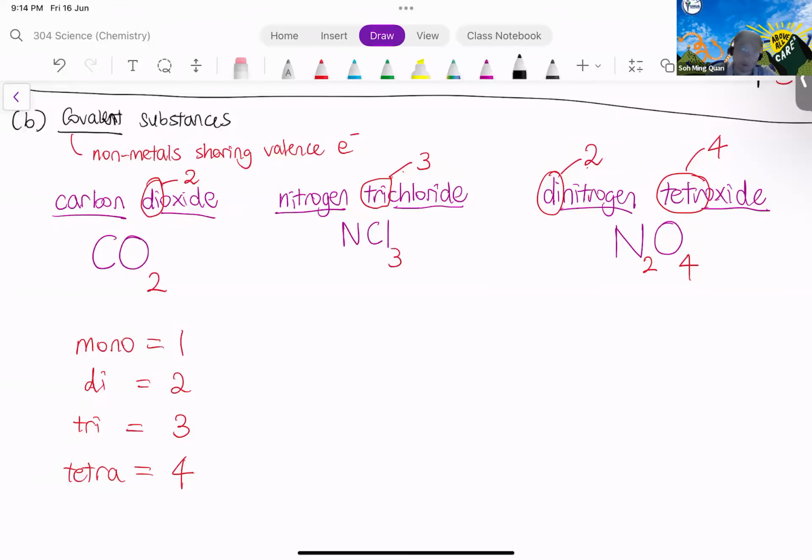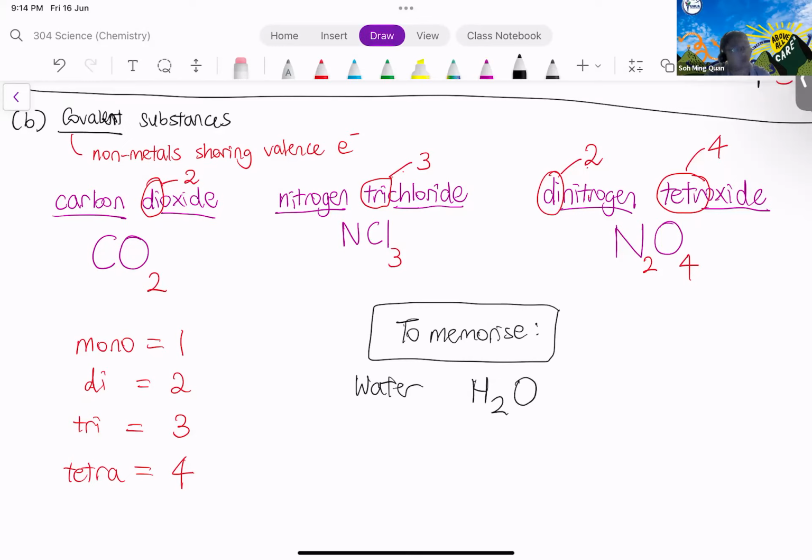However, life is not so simple. There are many covalent substances for which we do not use prefixes. Some covalent substances must be memorized again. The first one is the most obvious, water. Water, we are not going to use any other chemical name. Water is so simple, right? It's simple to pronounce and simple to spell. Water's formula is H2O. Imagine if you needed to use the prefix. It's much longer.